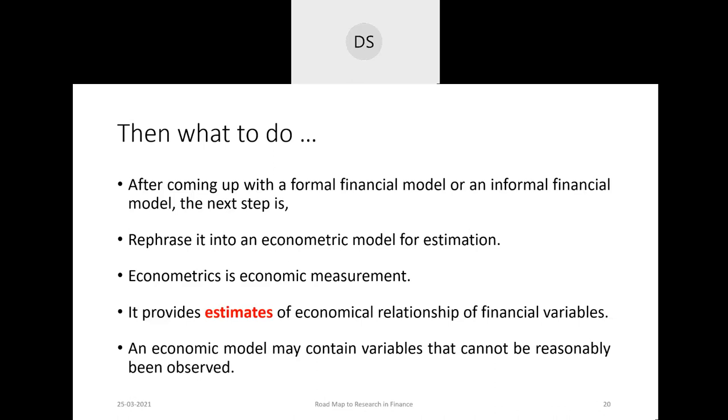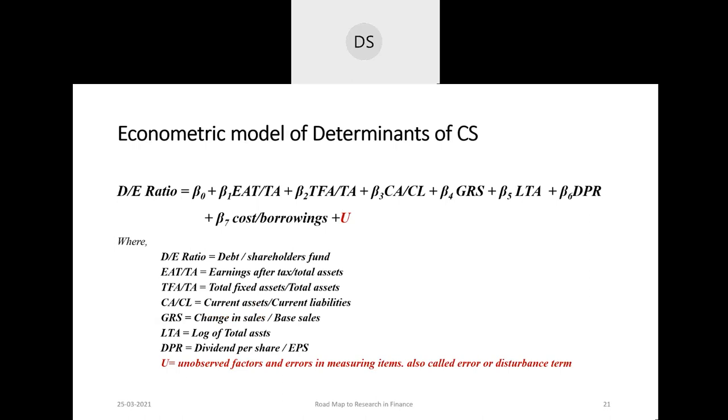In the econometric model, the variables which could directly capture what exactly you want to capture will be included, because it conveys what exactly is to be estimated. You can see here the econometric model for determinants of capital structure. In the economic model it was leverage. When you read theories, you will come up with your dependent variable and the independent variables, which will explain the relationship between them. So you will be coming up with the names of those variables.